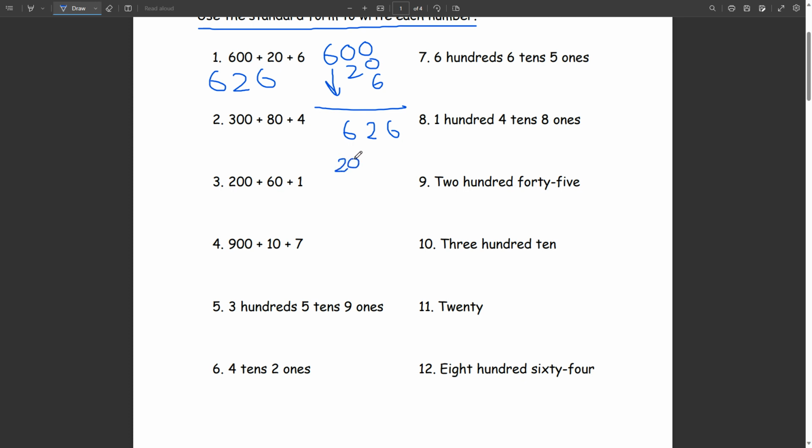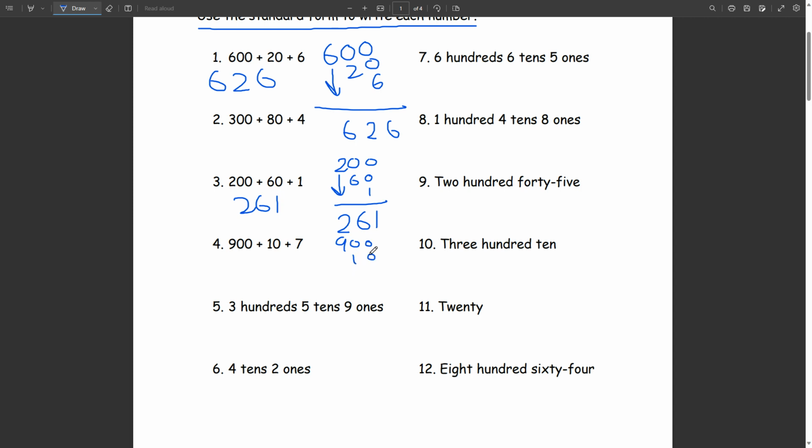So 260 and then 1. 0 plus 0 equals 0. 0 plus 1 equals 1. 0 plus 6 equals 6. And then drag down the 2 to get 261.